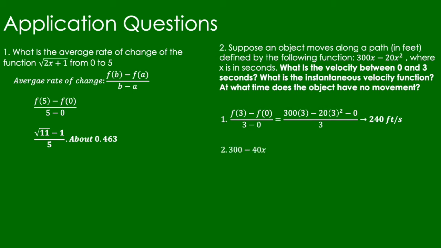For number 2, that's finding the instantaneous velocity. So that is actually taking the derivative of the function, because that will give us the velocity at any instant, any time, x. Then we want to know at what particular time the object has no movement. That is when there's 0 velocity. So if we have the instantaneous velocity and set it equal to 0, solving that would give us 7.5 seconds.